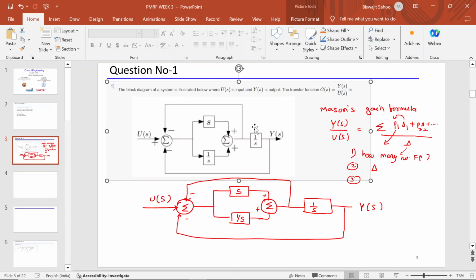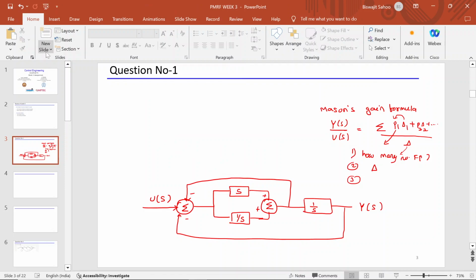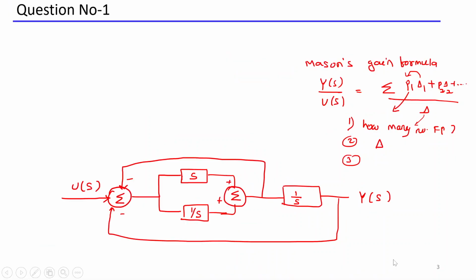Just remove this one, I will solve it on the top. You just write it in one line: Y of s divided by U of s. How many forward paths are there? This s plus 1 by s has one summing block. Because there are two parallel paths which are adding up, I can replace them and remove this one.